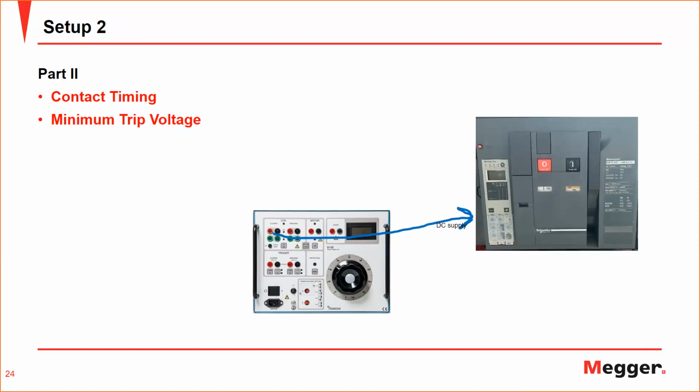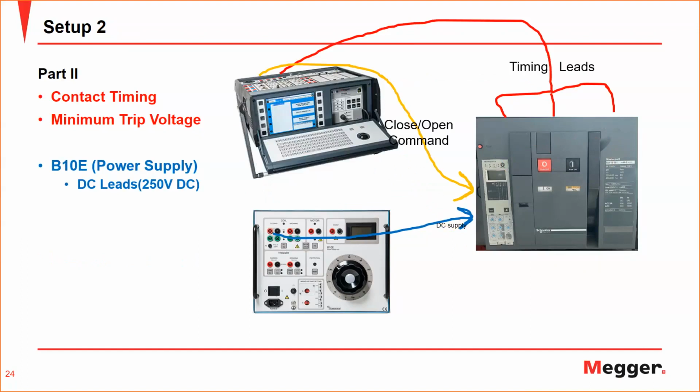This B10E will be just giving DC, like a normal DC all the time. The rated DC for this breaker is 250 volt DC. So I'm just connecting that to my breaker. And also I'm using our TM1800 to connect to my control circuitry and to my timing leads. So I'm connecting the close and open command to my breaker, and I'm connecting 3 timing leads on the back of the breaker.